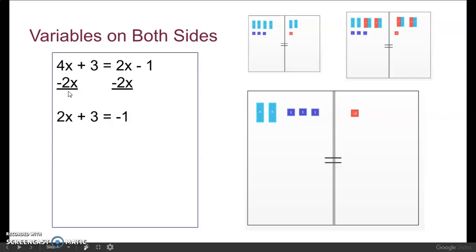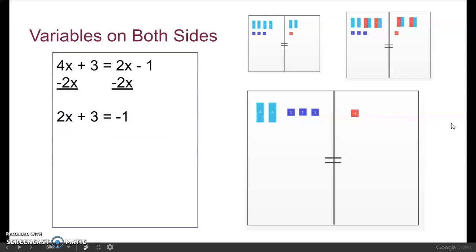But note, this is combining like terms. We talked about combining like terms as apples and bananas or something like that. Well, if we had 4 apples and we subtracted 2 apples, we're still left with 2 apples. So if we have 4 x's and we're subtracting 2 x's, we're still left with 2 x's. The x itself doesn't change. I'm hoping that makes sense to you.